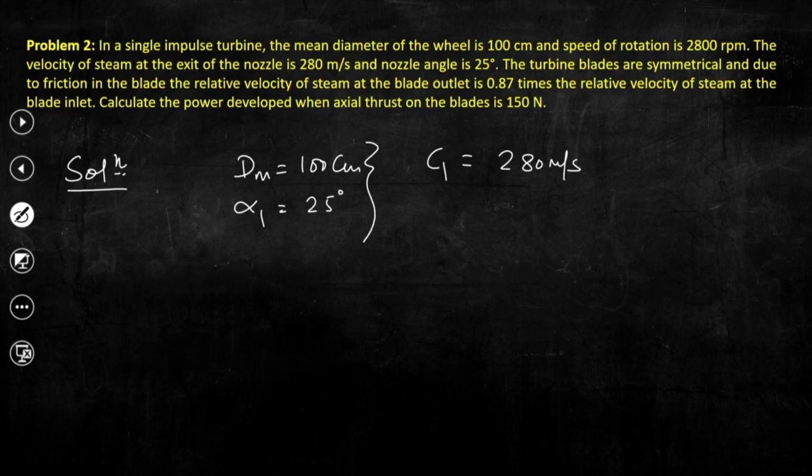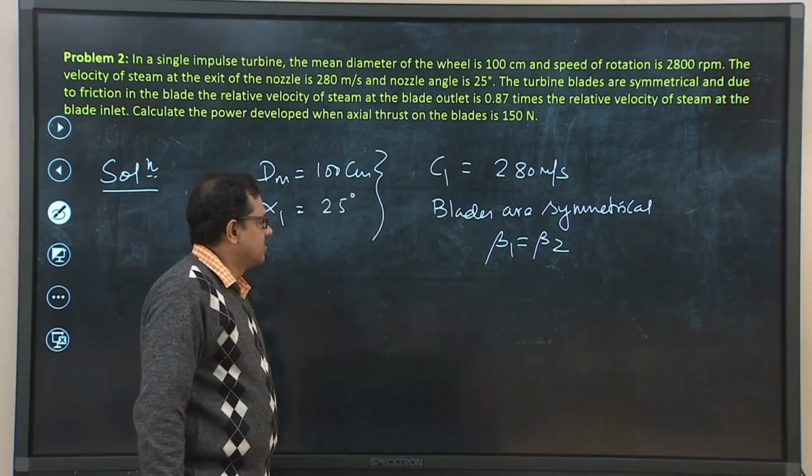The turbine blades are symmetrical, and due to friction in the blade, the relative velocity of steam at the blade outlet is 0.87 times the relative velocity of steam at the inlet. That means the problem statement is telling us to consider the blade velocity coefficient. The blades are symmetrical. Normally, if it is not provided, we have to assume that the blades are symmetrical for the impulse turbine, beta 1 equal to beta 2. Blades are fabricated from the same dies, so basically the blades are geometrically similar. So, beta 1 equal to beta 2.